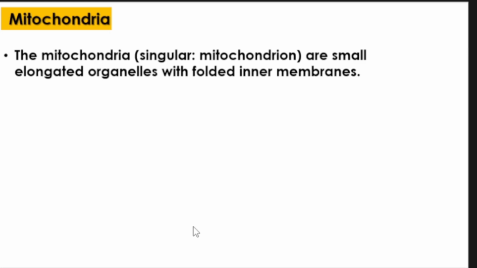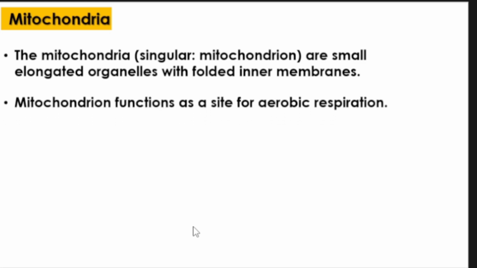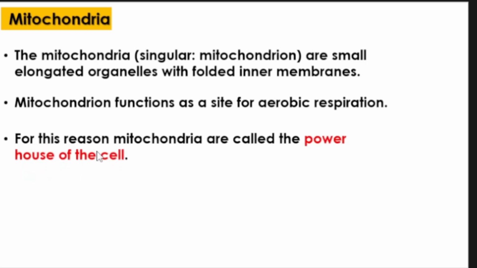Maybe, what is aerobic respiration? Aerobic respiration is simply a process by which energy is extracted from food. So the process of production of energy in a plant cell or an animal cell happens in a part called the mitochondria. For this reason, the mitochondria are also called the powerhouse.